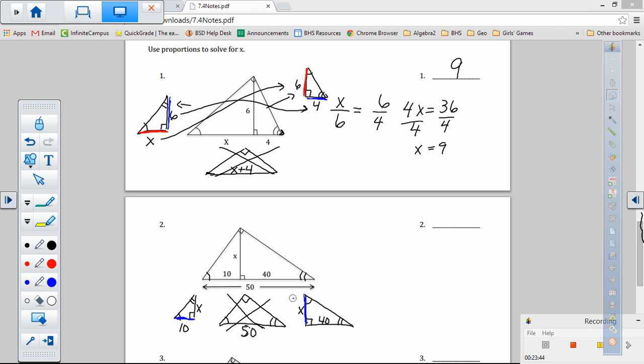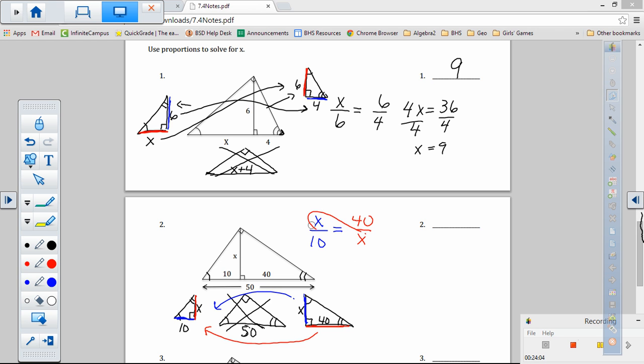So if I decided to go in this direction, I would say x is to 10 as, color code this side, x is between 2 bars and the right angle, 2 bars and the right angle. So remember, I'm going in this direction. So then I'm going to say 40 is to x. And then I'm going to cross multiply.